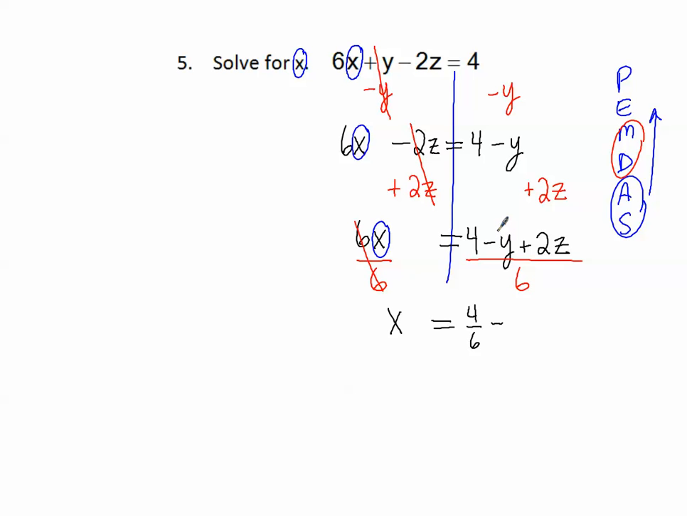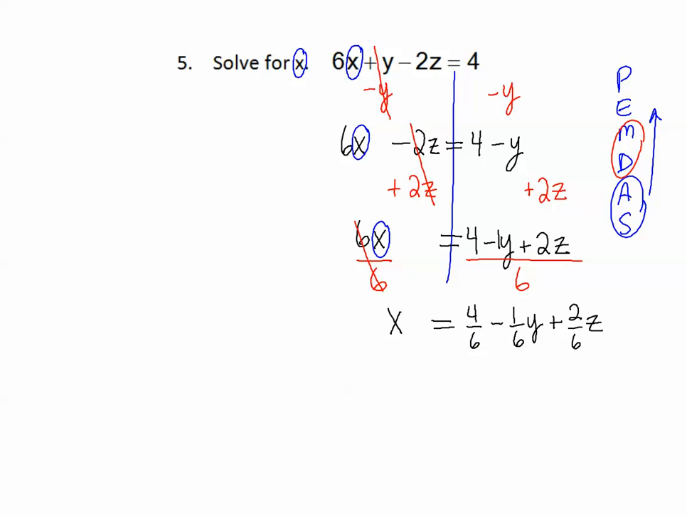Remember, there's this invisible 1 in front of the y, so we're going to write that as 1/6 y plus 2 divided by 6, 2/6 z. Now, in addition to rearranging these terms, we can reduce some of these fractions.